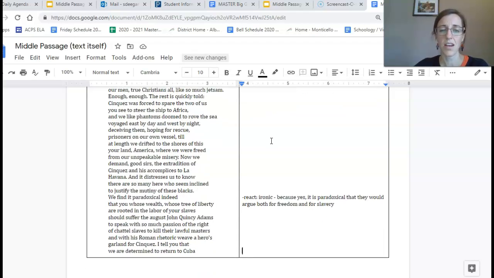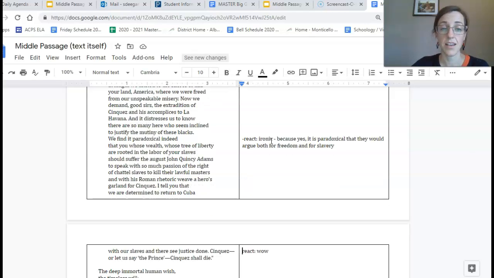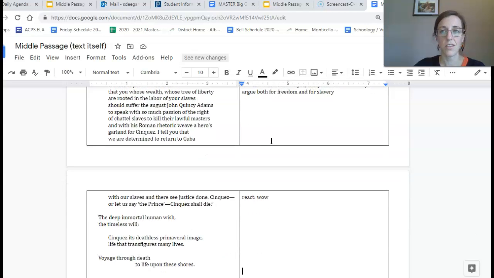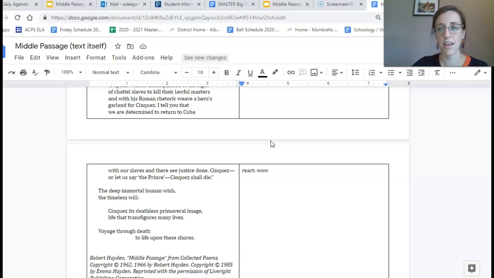And it distresses us to know there are so many here who seem inclined to justify the mutiny of these blacks. We find it paradoxical indeed that you whose wealth, whose tree of liberty, are rooted in the labor of your slaves, should suffer the august John Quincy Adams to speak with so much passion of the right of chattel slaves to kill their lawful masters, and with his Roman rhetoric weave a hero's garland for Cinques. I tell you that we are determined to return to Cuba with our slaves, and there see justice done. Cinques, or let us say the prince, Cinques shall die.